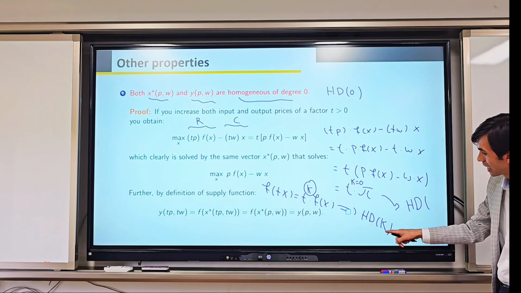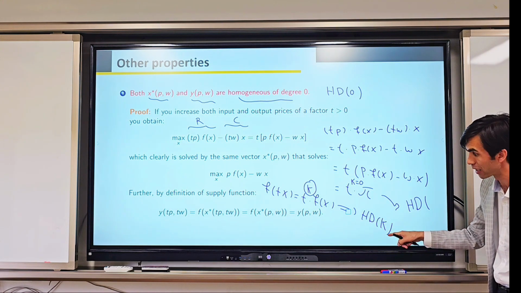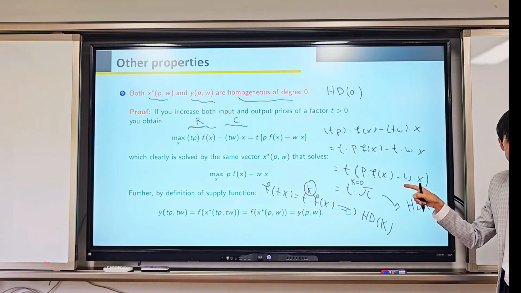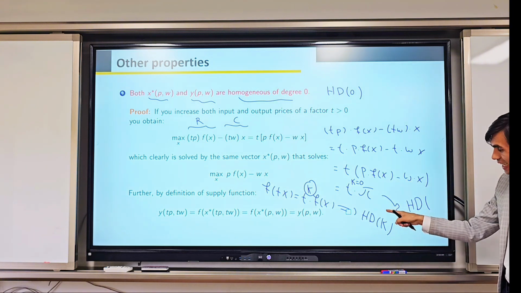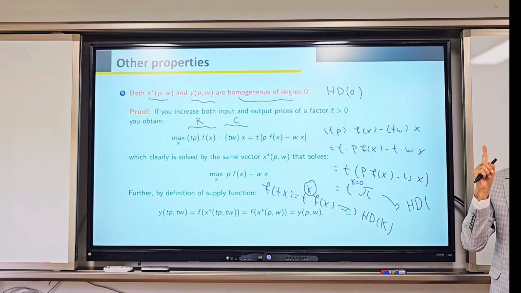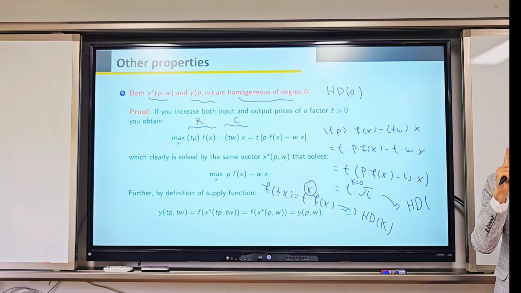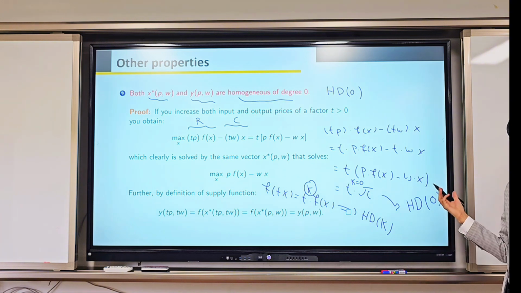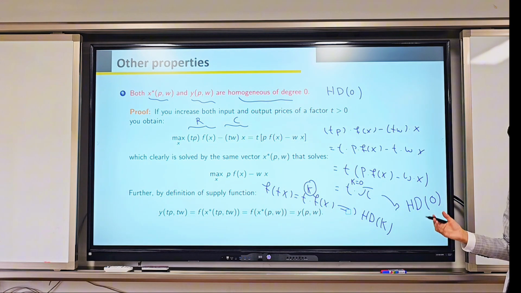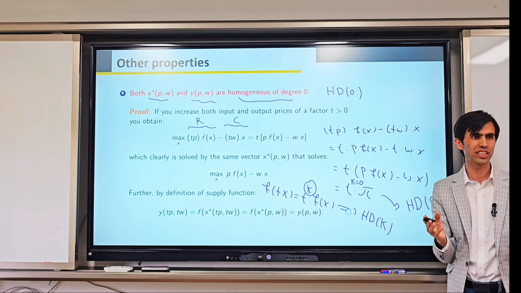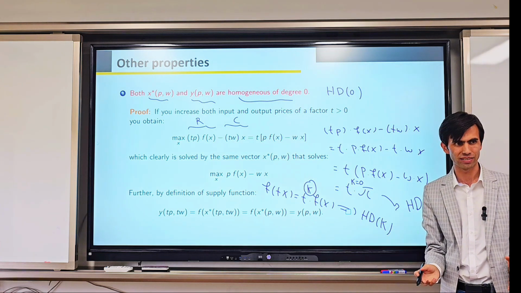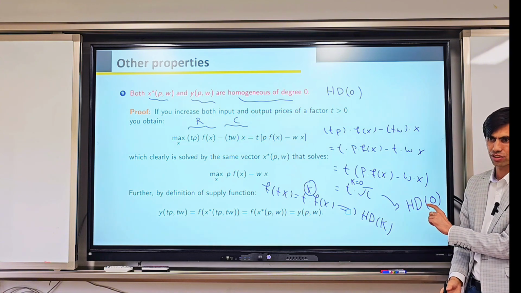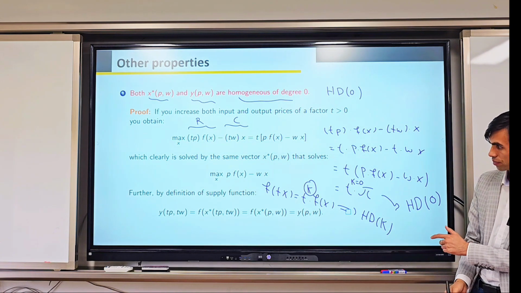I said it's homogeneous of degree k, but now k is 0. When k is 1, it's homogeneous of degree 1. But now k is 0, so it's homogeneous of degree 0. When k is 2, it's homogeneous of degree 2. When k is 10, it's homogeneous of degree 10. When k is 0, it's homogeneous of degree 0.